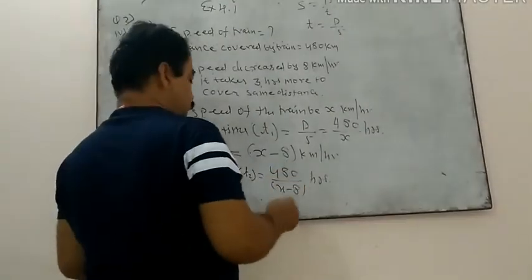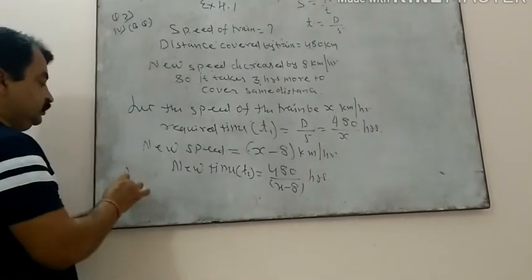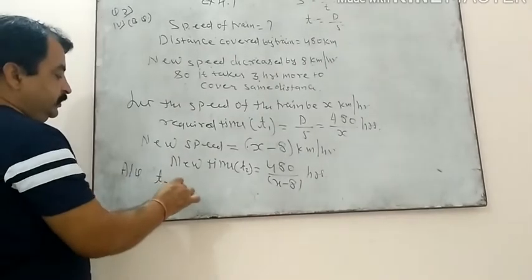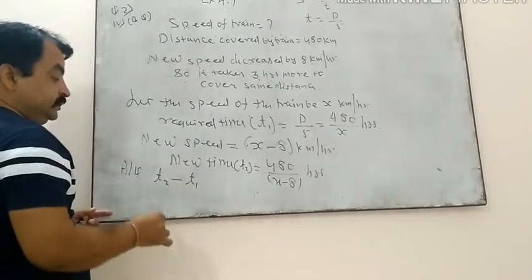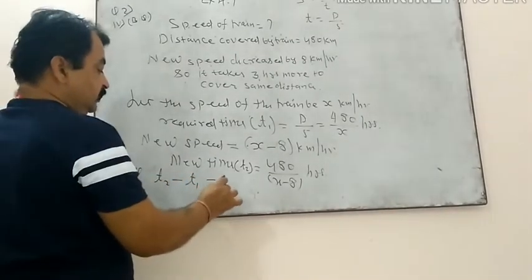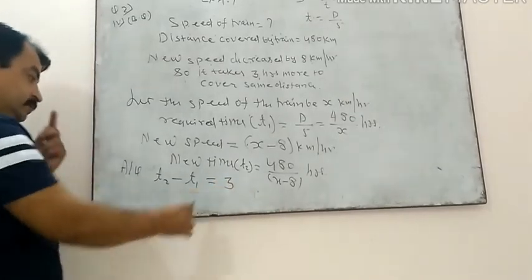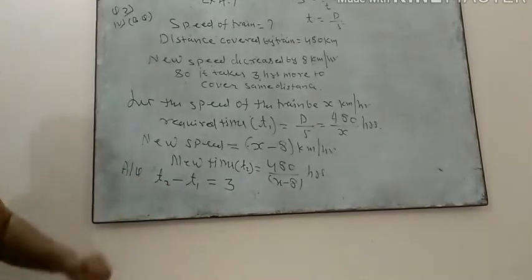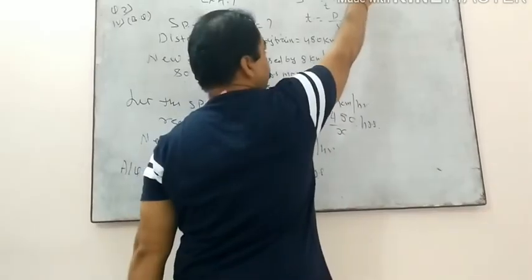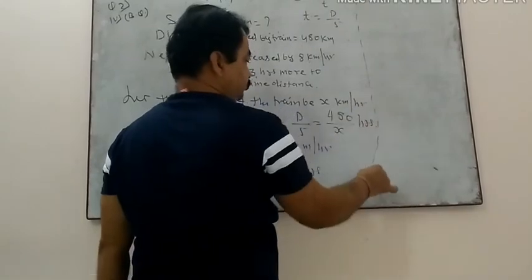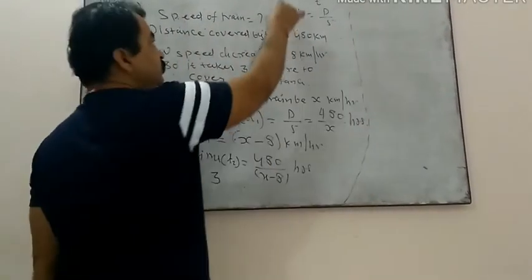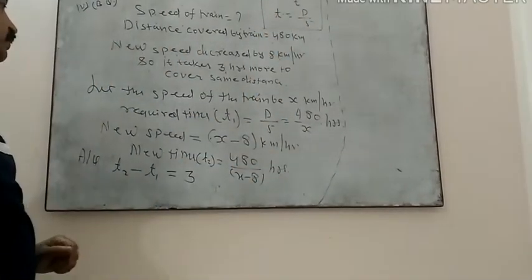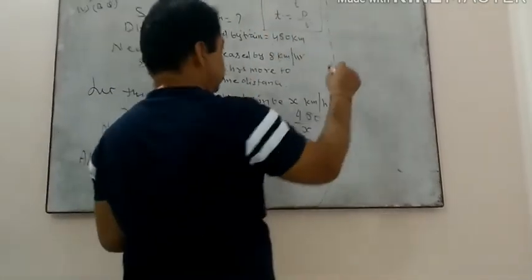So according to the condition, greater time is T2, right? And smaller time, when it reaches before time, is T1, and that difference time is given 3 hours. So T2 minus T1 equal to 3. This is the drafting for the time. That means you compare this question by the time, right? Now you put the value. What is the T2 here? 480 upon x minus 8.